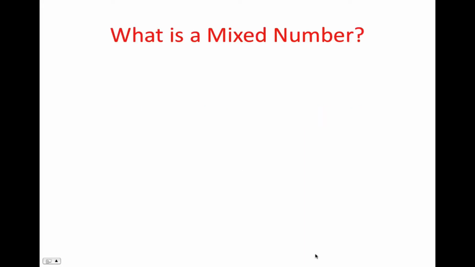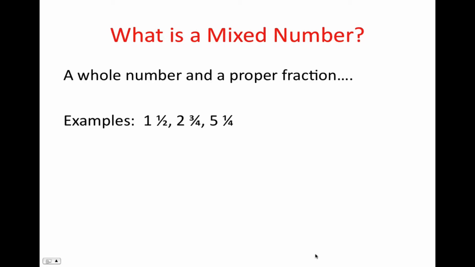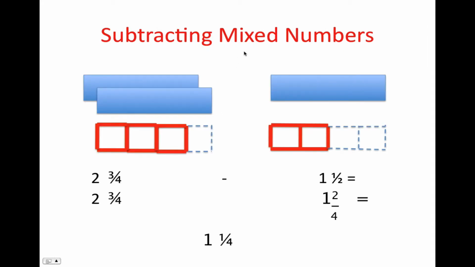Just want to remind you what a mixed number is. I hope you know, you should by now. It's a whole number and a proper fraction. Examples are 1 1/2, 2 3/4, 5 1/4. Any number that has a whole number and a fraction is a mixed number. So we're going to learn about subtracting mixed numbers. Our problem is 2 3/4 minus 1 1/2.